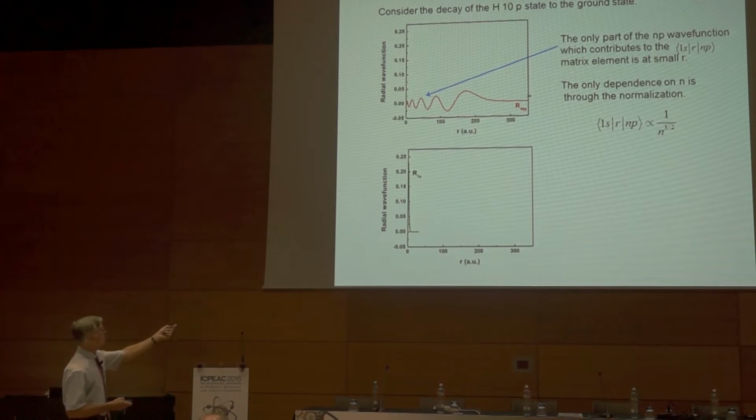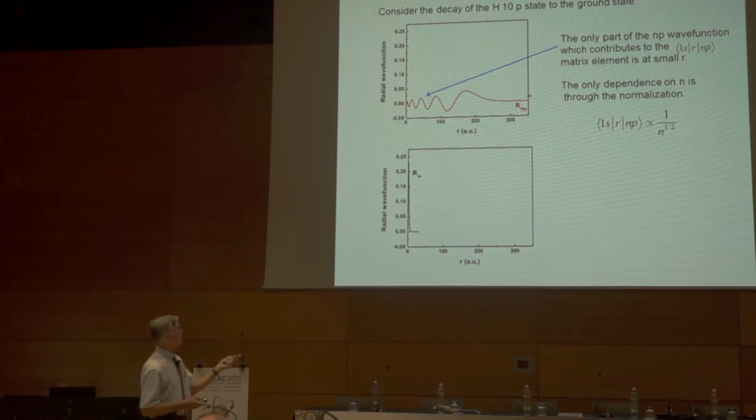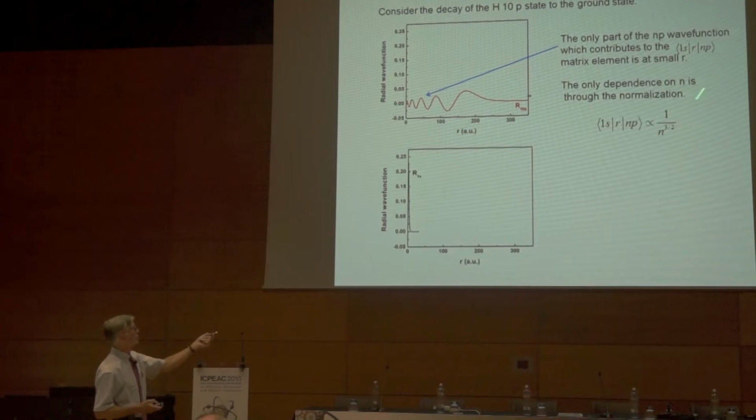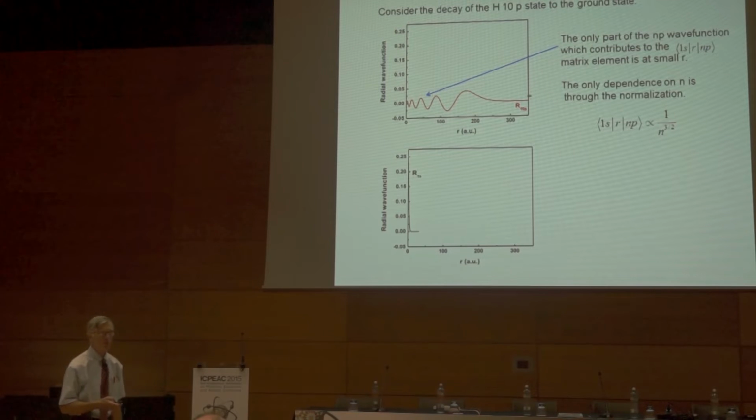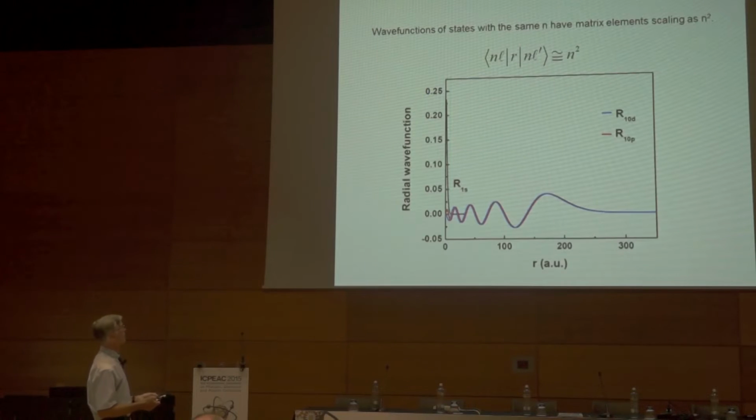Okay? So you can see that the only part of this 10p wave function that's going to contribute anything to the matrix element is right here. So all of the dependence on n occurs through the normalization of this outer wave function at the core, and that, in fact, is proportional to 1 over n to the 3/2 power. So hence, we get that the lifetimes scale as n.